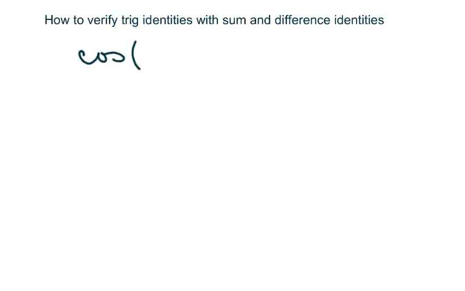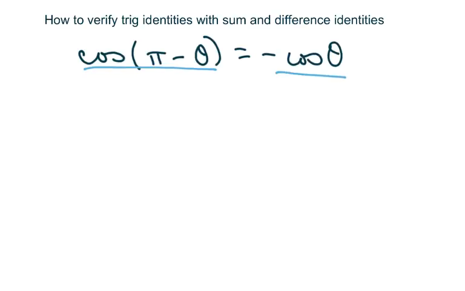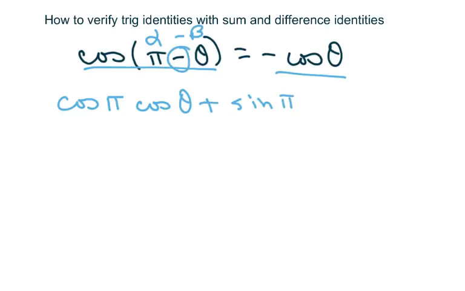Hi everybody. We're going to establish trig identities using the sum and difference formulas. And we want this left side to look like the right side. So I know this is alpha minus beta. So it's going to be cosine of pi times cosine of theta. And then remember, for cosine you have to change the sign. Sine of pi times sine of theta.